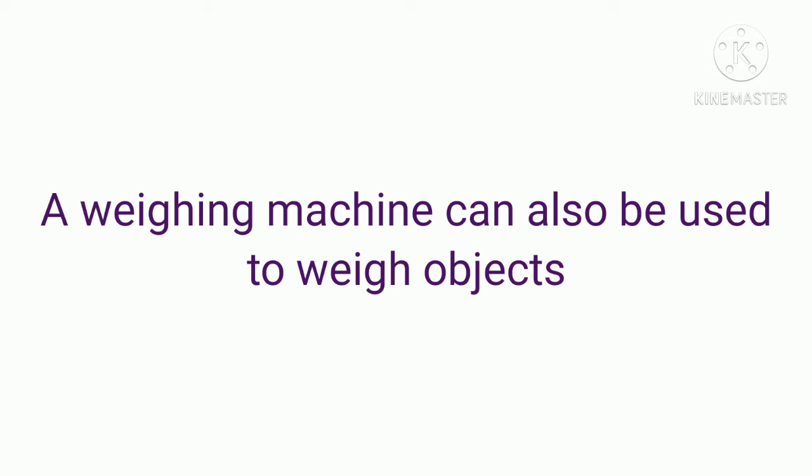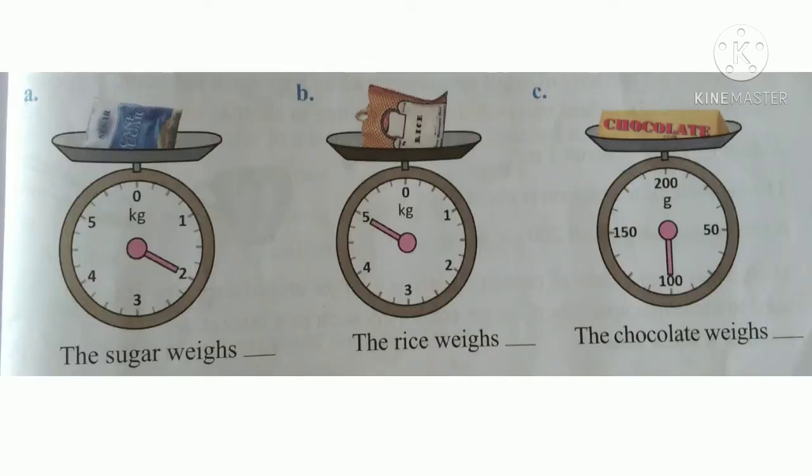Do you know children, a weighing machine can also be used to weigh objects. Let us see how to measure the weight of objects by using a weighing machine. See children, here you can see 3 weighing machines, right? In the first and second weighing machine, we can see the unit kilogram. That is, using these machines, we can measure the weight of objects in kilograms. In the last one, we can see the unit gram. So, we can measure the weight of object in grams.